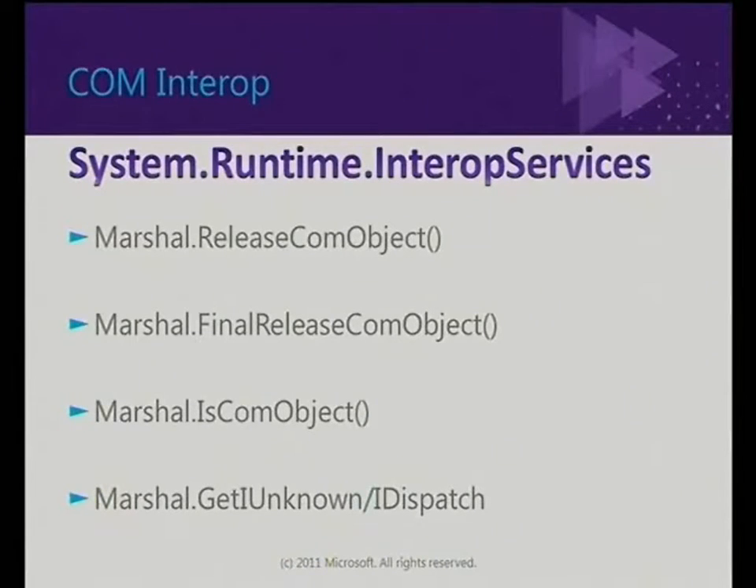Basically, I'll go into more depth in the next slide, but this one decrements the reference counter inside the runtime callable wrapper. When that gets to 0, .NET will get rid of the underlying COM object. This other one, it doesn't matter how many .NET references there are to that RCW, it just gets rid of them all and releases the underlying COM object.